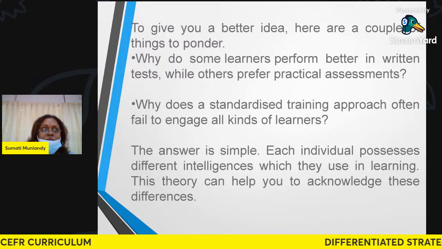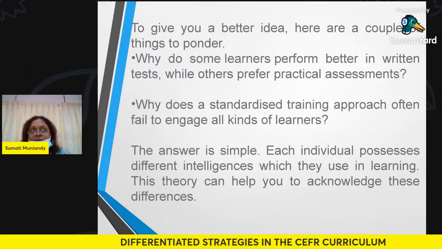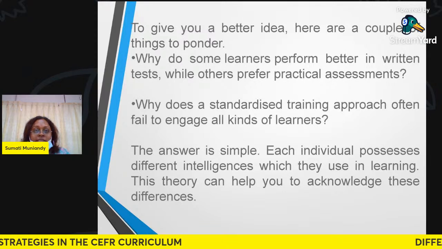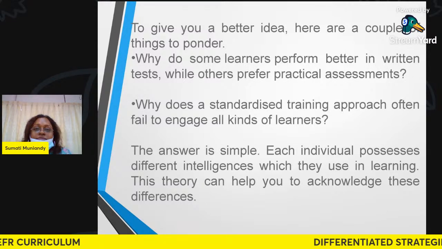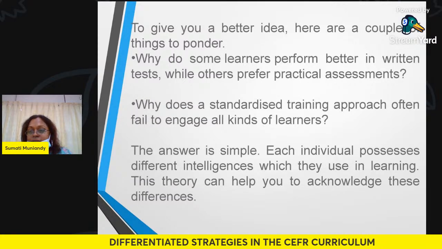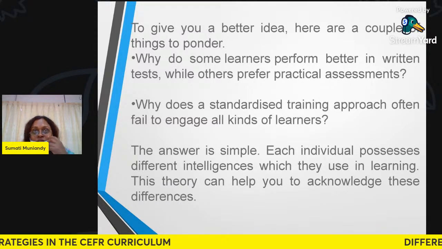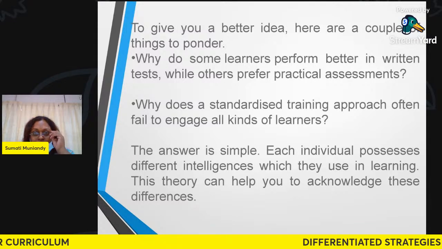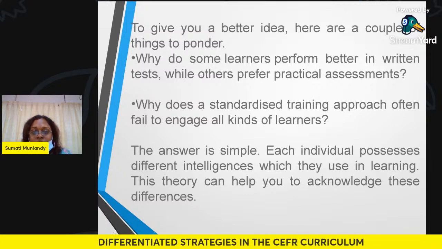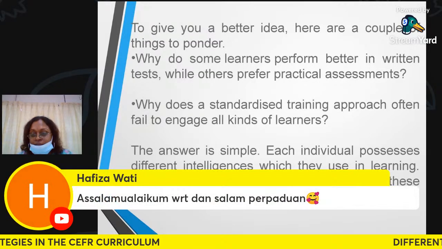Some like to visualize, some like to do hands-on activities, kinesthetic, some like music. So how are we going to cater to all these needs? Why does a standardized training approach often fail to engage all kinds of learners? You have to think about it. Why do we judge the students based on the marks? The answer is simple. Each individual possesses different intelligences when they use them in learning. This theory can help you acknowledge these differences.